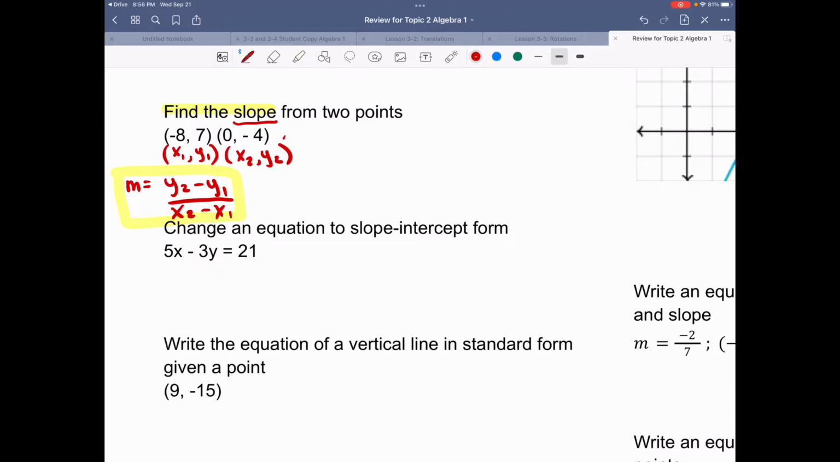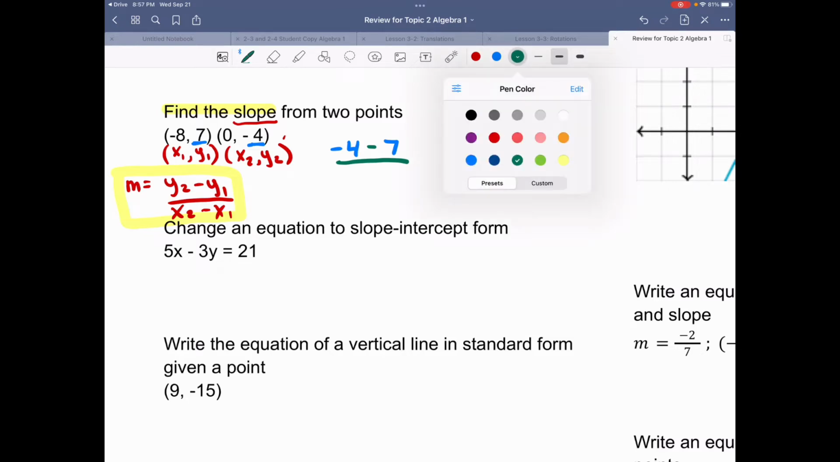And then how does that work? Well, the y2 was -4, and we are going to subtract 7. The x2 is 0, and the x1 is -8, and we are subtracting those. So I need to put this in parentheses, and I'm going to work this out. If I owe $4 and then I subtract $7, it's not going to be more. It's actually going to be less.